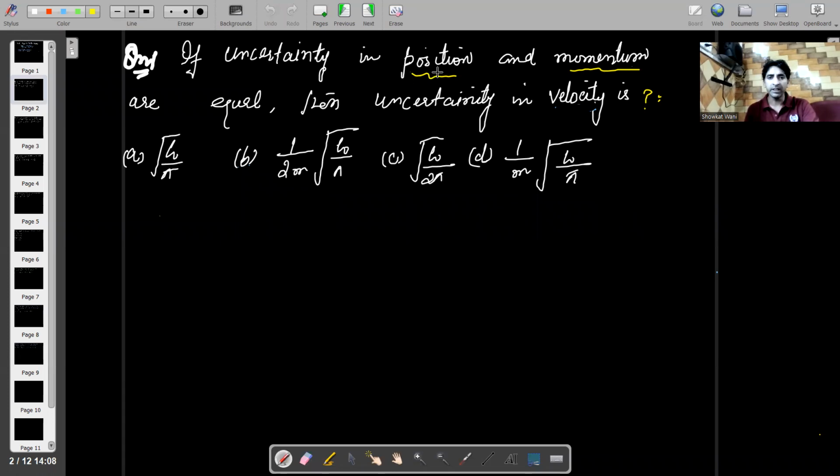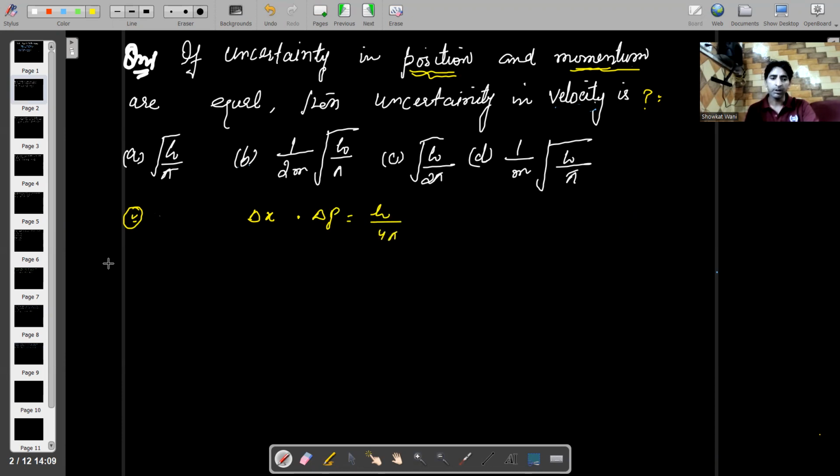It's given that the uncertainty in position and momentum are equal, and we have to determine the uncertainty in velocity. This question has been taken from the Heisenberg uncertainty principle. According to the Heisenberg uncertainty principle, uncertainty in position multiplied by uncertainty in momentum is equal to h over 4 pi.